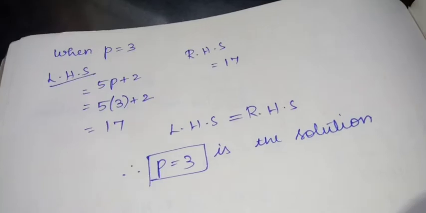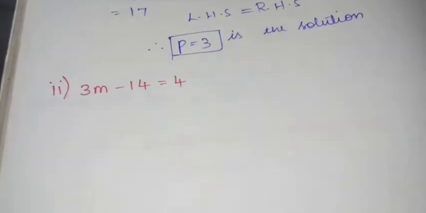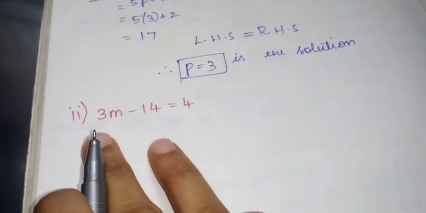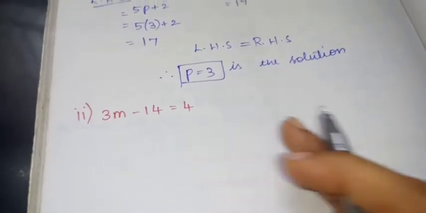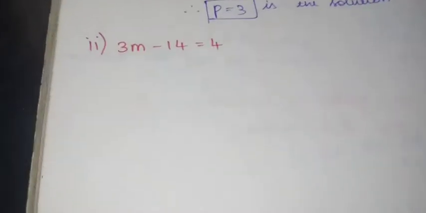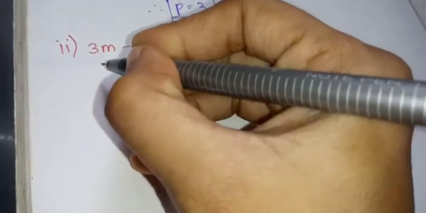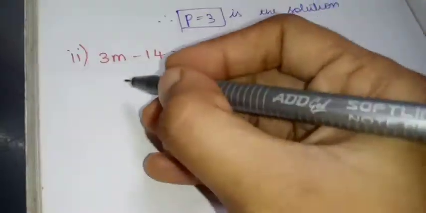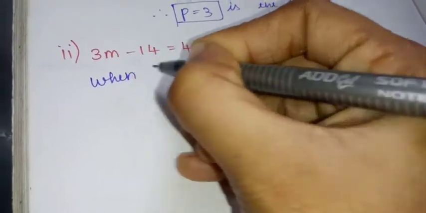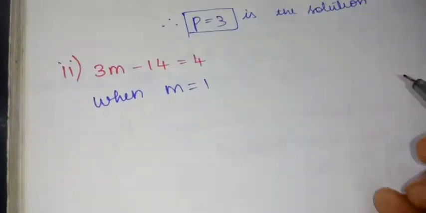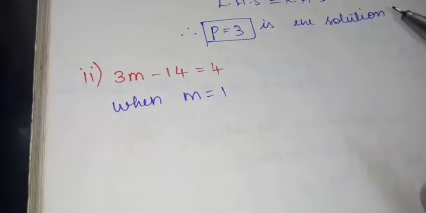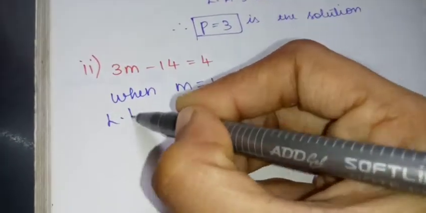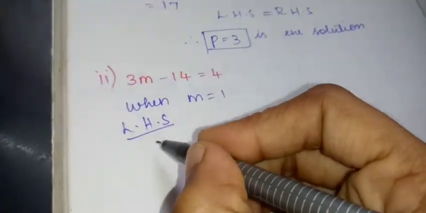Okay, children? The second problem, second subdivision of that question. What is the equation given? 3m minus 14 equal to 4. So, we can do the trial and error method, right? So, what is the first value? When m is equal to 1, because here the variable is m. When m is equal to 1, LHS is what?